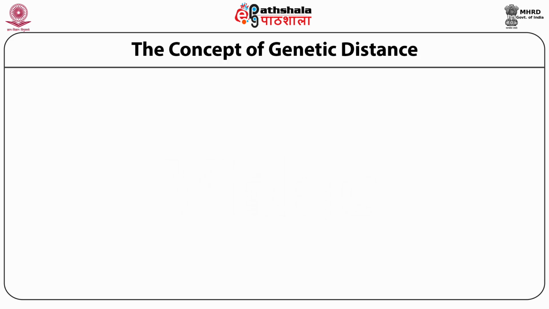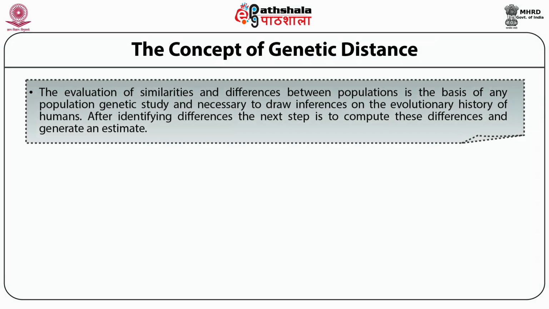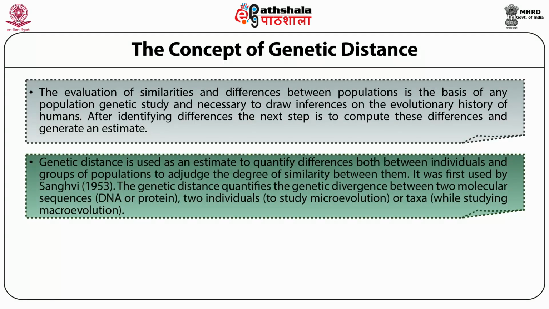The concept of genetic distance. The evaluation of similarities and differences between populations is the basis of any population genetic study and necessary to draw inferences on the evolutionary history of humans. After identifying differences, the next step is to compute these differences and generate an estimate. Genetic distance is used as an estimate to quantify differences both between individuals and groups of populations to adjudge the degree of similarity between them.